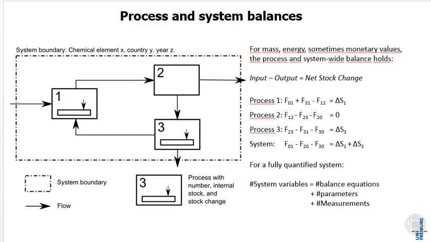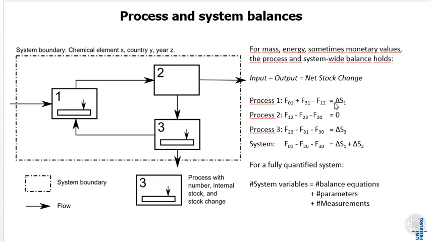We can establish the mass and energy balance equation if we look at each process in our system definition and quantify all the incoming flows, subtract all outgoing flows, and the result must be the net stock change. If we, for example, look at process 1, we have one incoming flow F01, another one F31, and the sum of those two minus the flow that leaves the process 1, F12, must equal the stock change of this process 1.